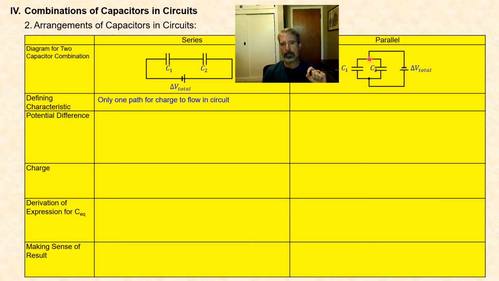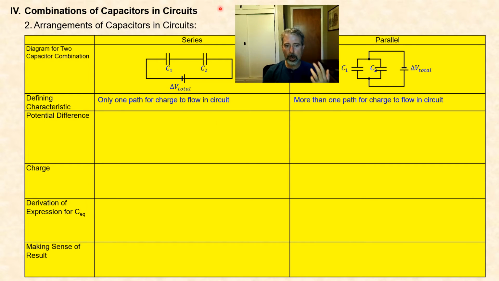When the electrons get to this point right here in the circuit, this is what we call a junction point or node. Notice that those electrons now have a choice. They can move to the left and go to capacitor 1, or they can move to the right and go to the top plate of capacitor 2. There is more than one path for that charge to take, and this is what makes for a parallel arrangement.